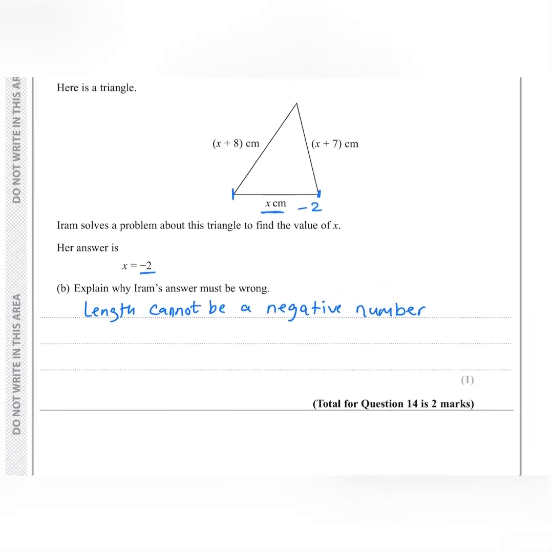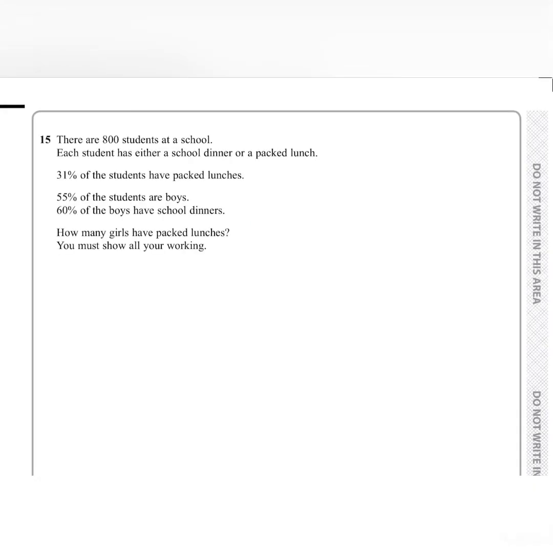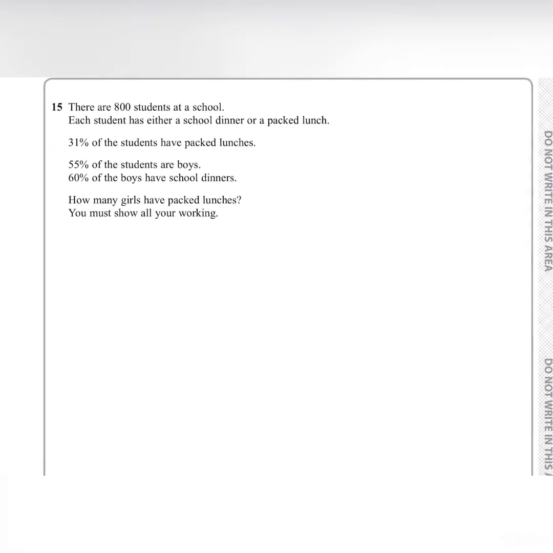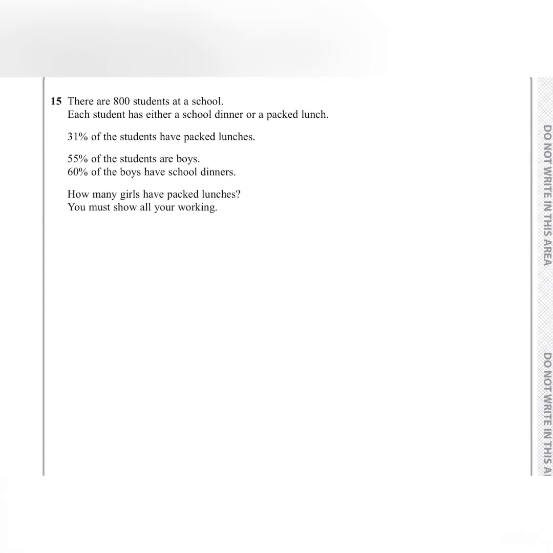So moving on to the next question. Number 15. It says there are 800 students at a school. Each student has either a school dinner or a packed lunch. 31% of the students have a packed lunch. 55% of the students are boys, and 60% of the boys have school dinners. How many girls have packed lunches? And you must show all your working out.